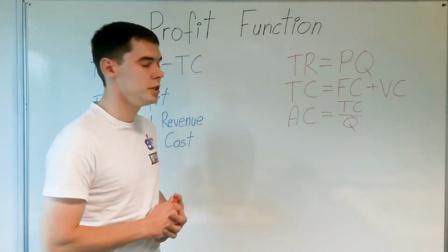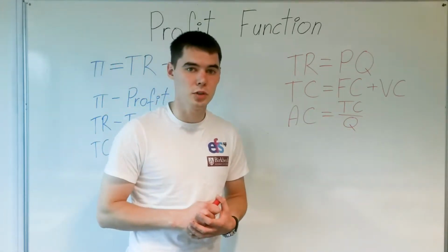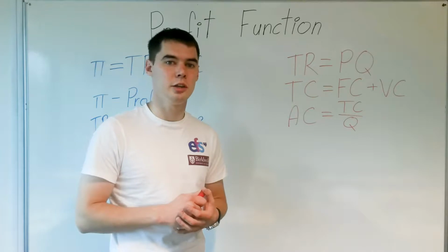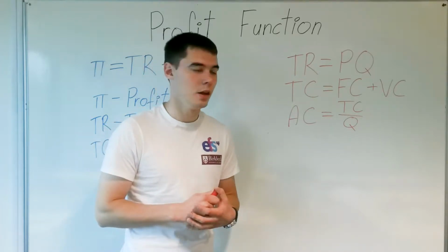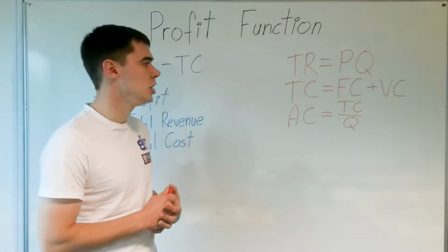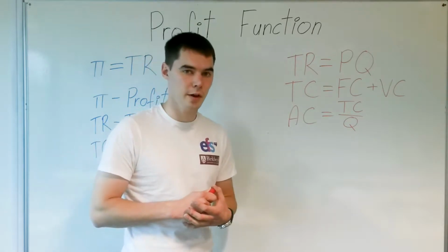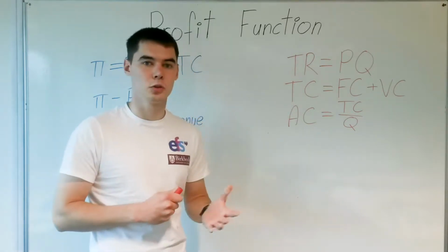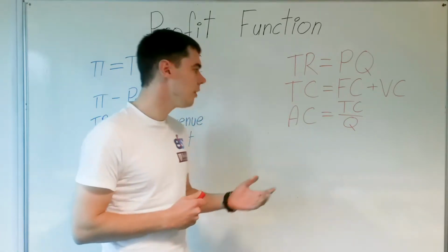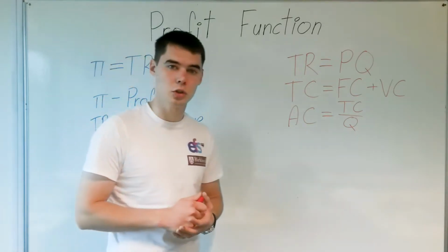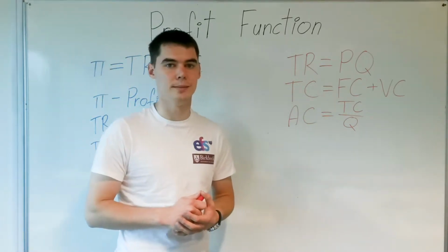Total revenue is equal to price times quantity, and price is usually derived from the demand function. Total cost is equal to fixed cost plus variable cost. And for those of you who are interested, average cost is equal to total cost divided by quantity.